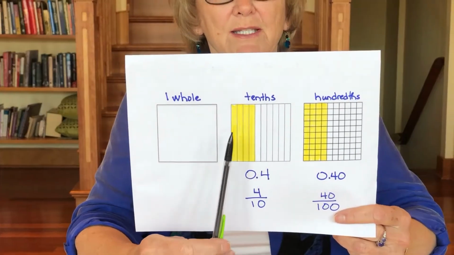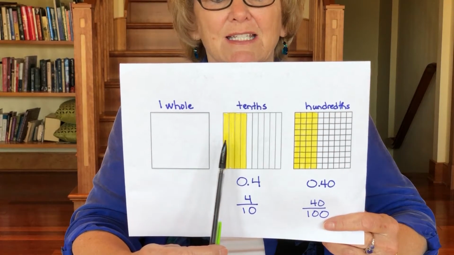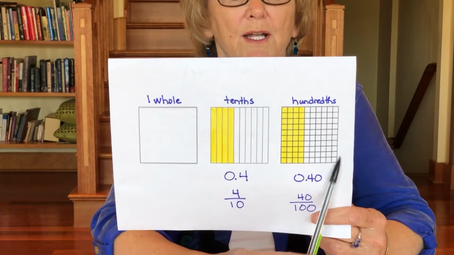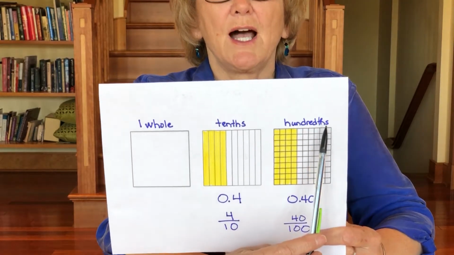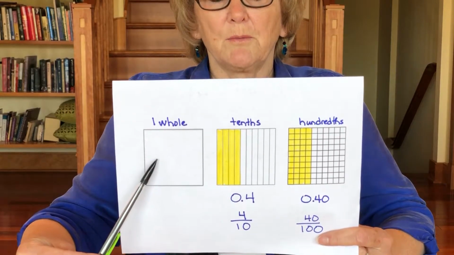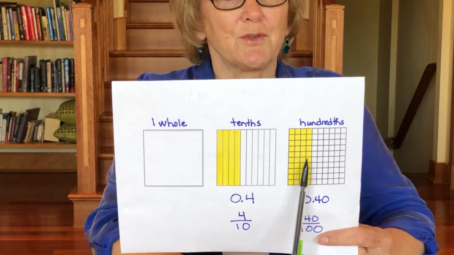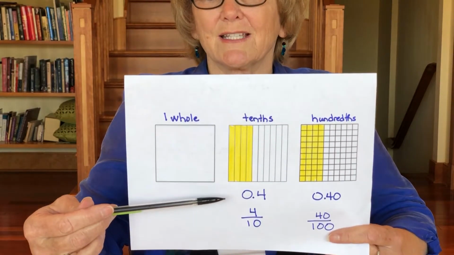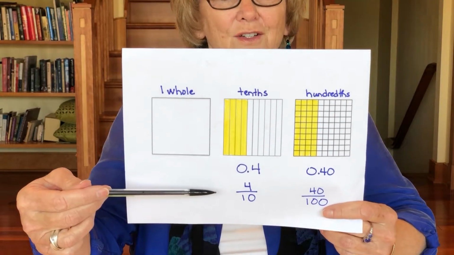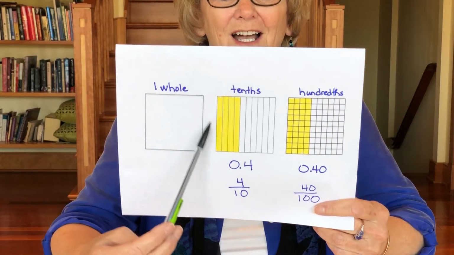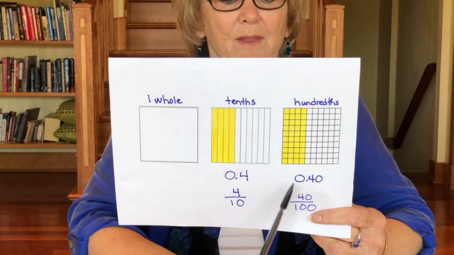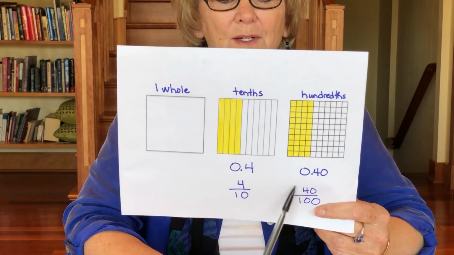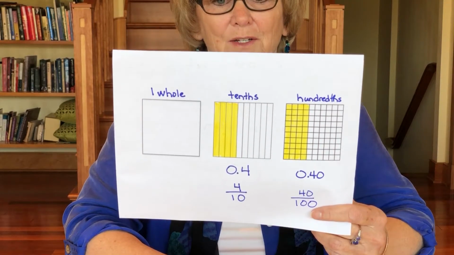If I take each one of these tenths and divide it into 10 equal parts, I now have this small square right here, and I have 100 of them, and we call those hundredths. Whole numbers, tenths, and hundredths. So I've represented the decimal here for tenths. I've also represented the fraction for tenths. I've shaded the same quantity, and you can see that I've represented the fraction 40/100ths and the decimal 40/100ths.